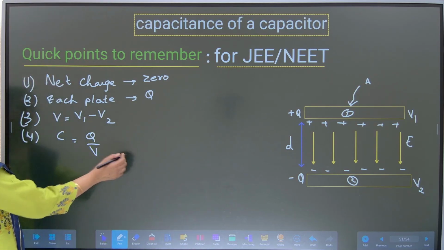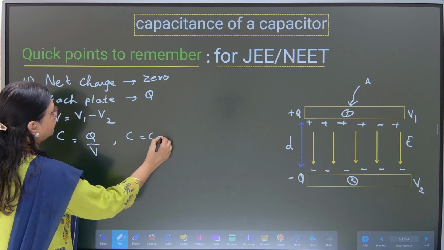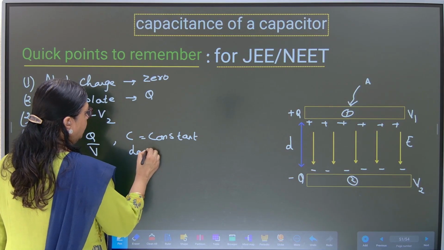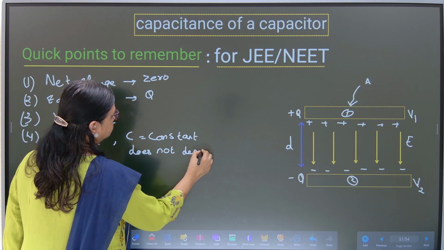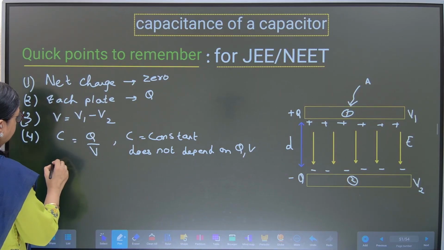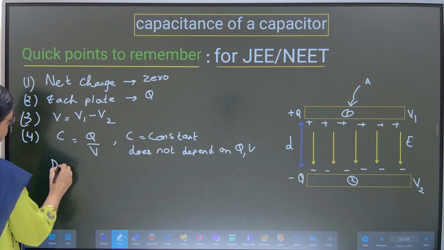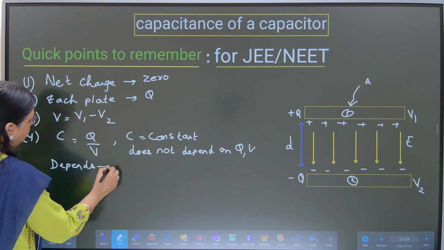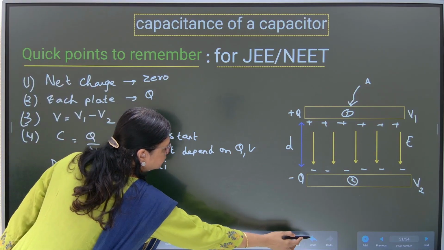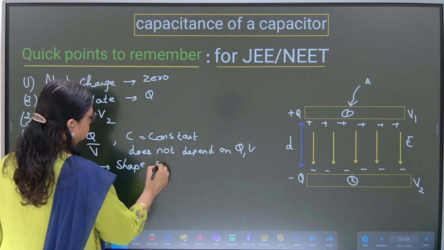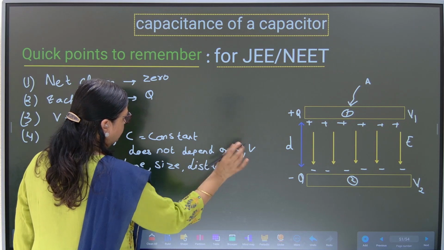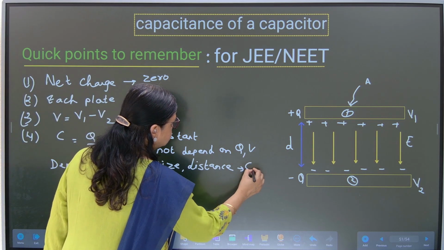Now this C is a constant which does not depend on both Q and V. Capacitance C depends only on shape, size, and distance between the conductors.